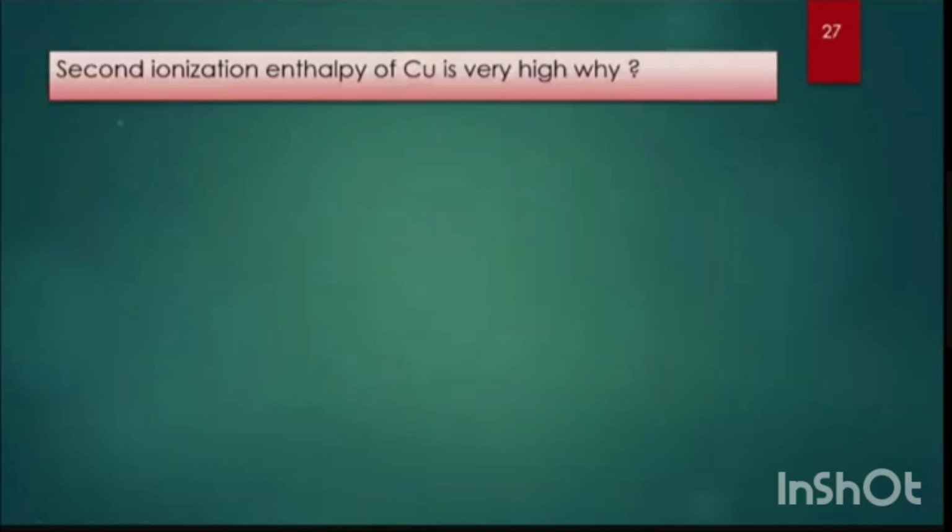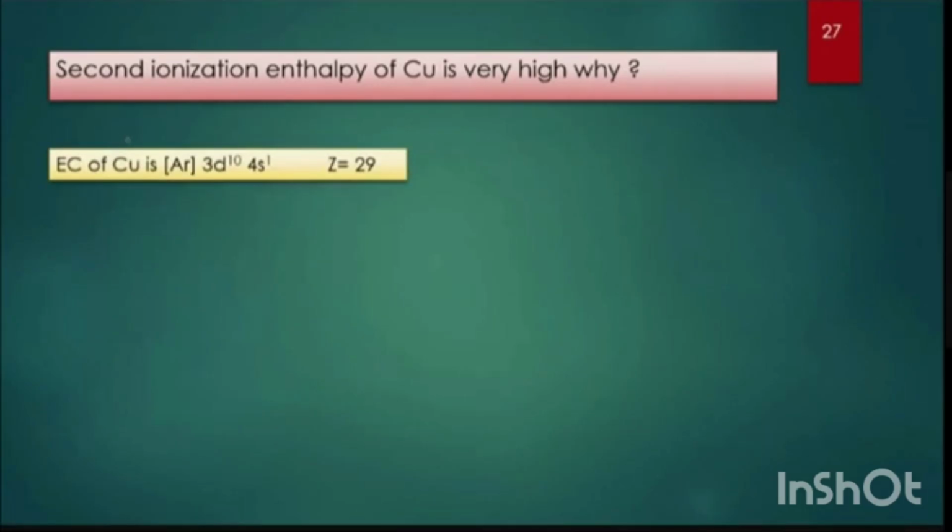The second ionization enthalpy of copper is very high. You will always get this kind of question with respect to ionization enthalpy. Why is the second ionization enthalpy of copper very high? The answer is very simple. Here I have mentioned the ground state electronic configuration of copper, whose atomic number is 29. Its electronic configuration can be written as argon core 3d10 4s1.